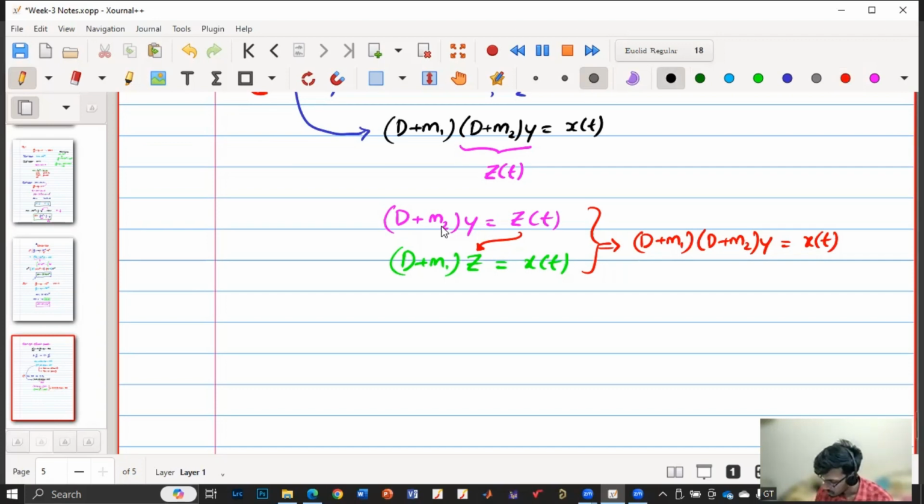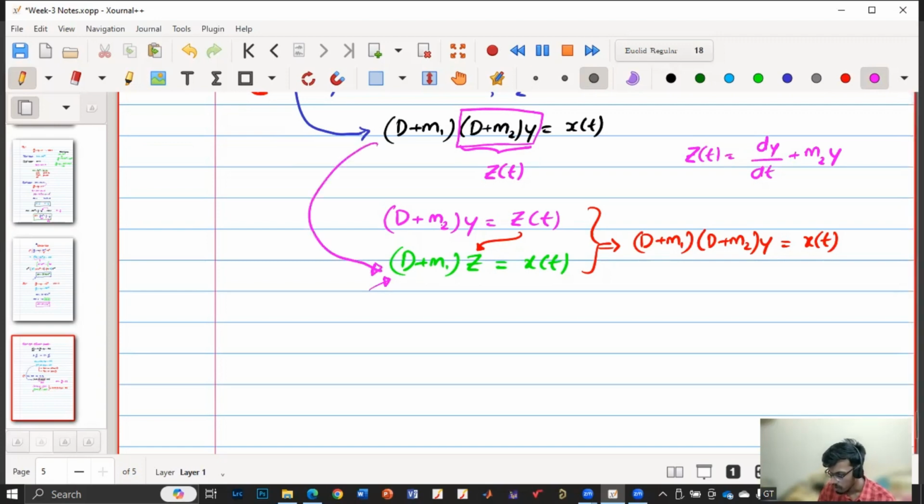Okay. So I have this expression. In this expression, I am considering this (D plus m2) of y, which means my z of t is equal to dy by dt plus m2 into y. So I have assumed this to be some z of t. If you substitute this as z of t, you will be left with this expression: (D plus m1) into z is equal to x of t. From the original equation, you will be getting this.